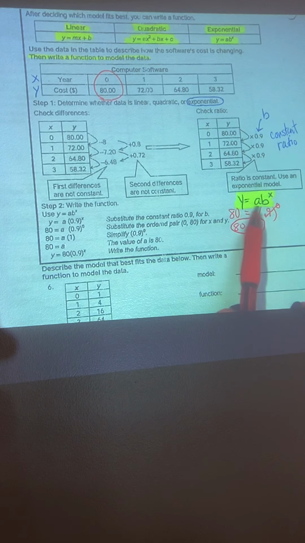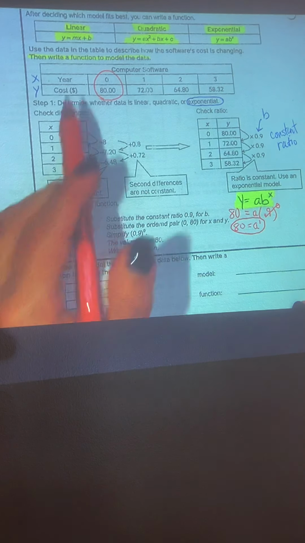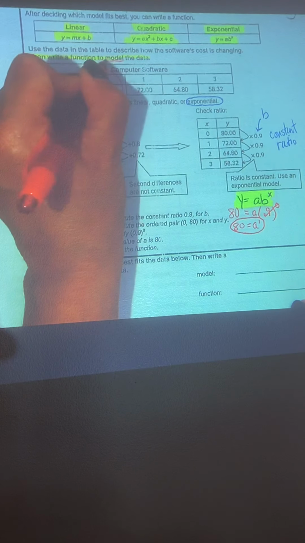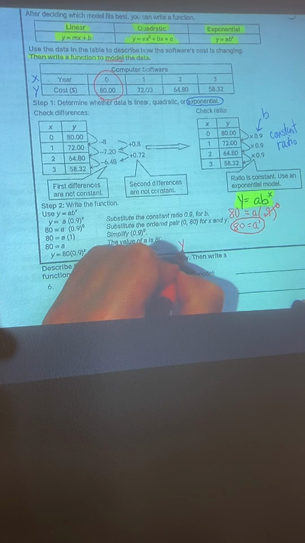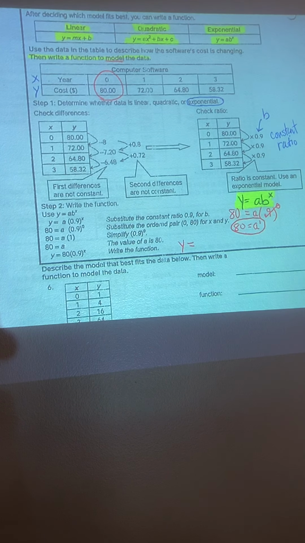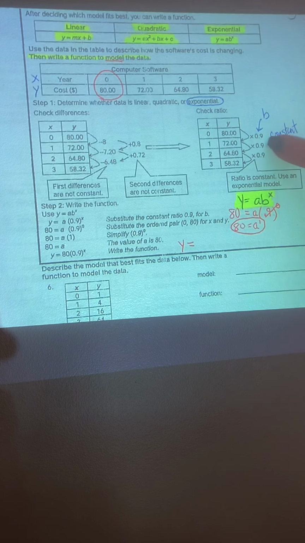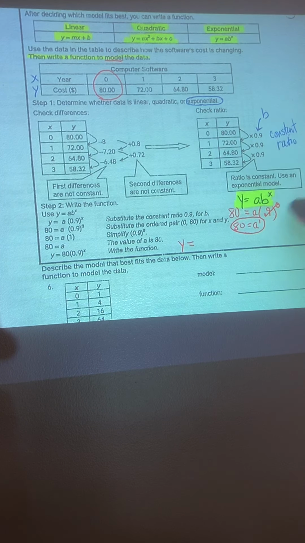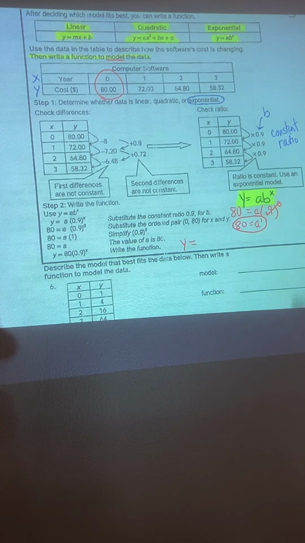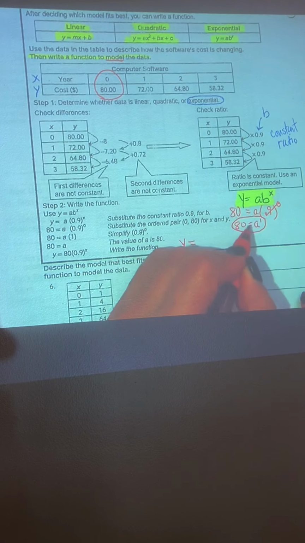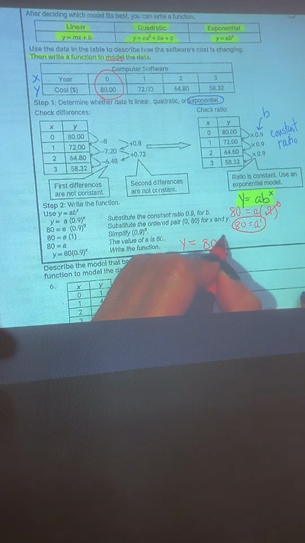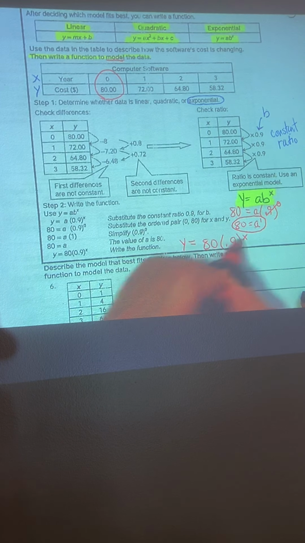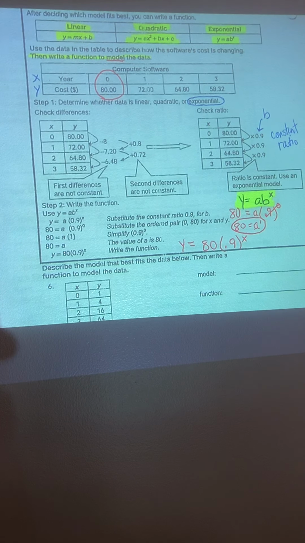Here's my formula, Y equals AB to the X. They're asking you to write a model. If you look at the directions up here, write a function to model. So now I need an A and a B. I know B. B's right here, 0.9. I know A. A is 80. So Y equals 80 times 0.9 to the X. And that is my final answer.